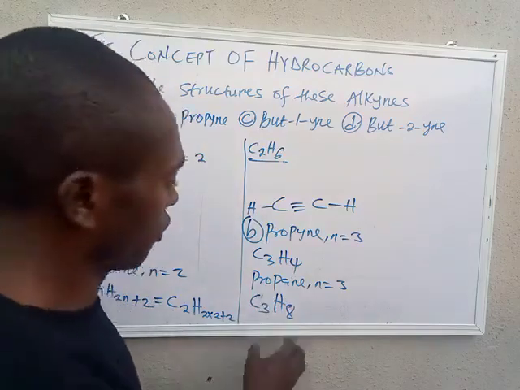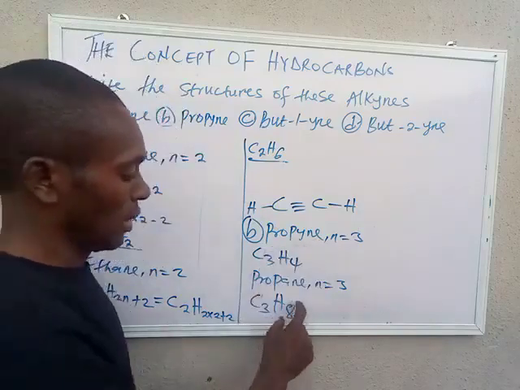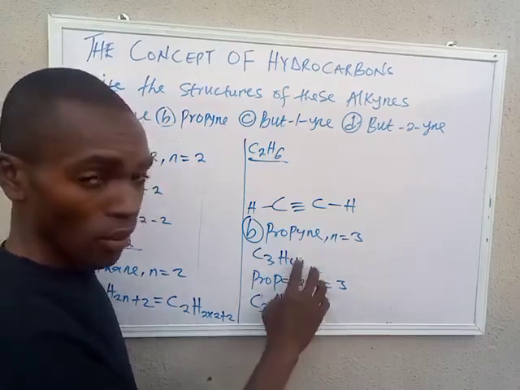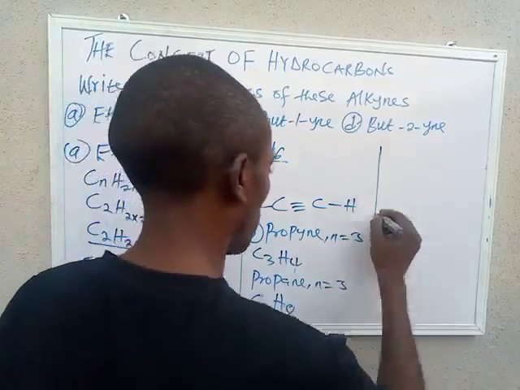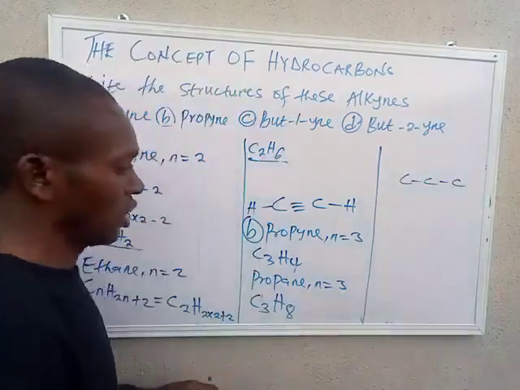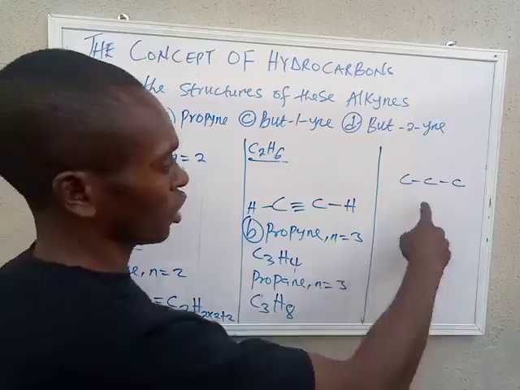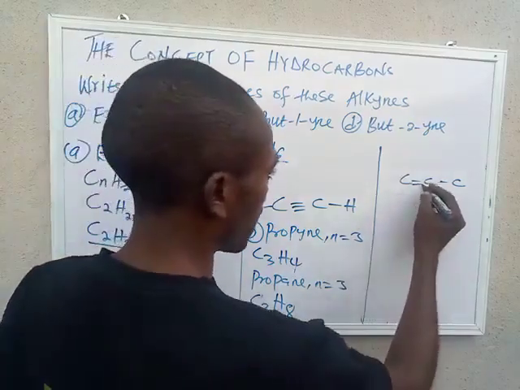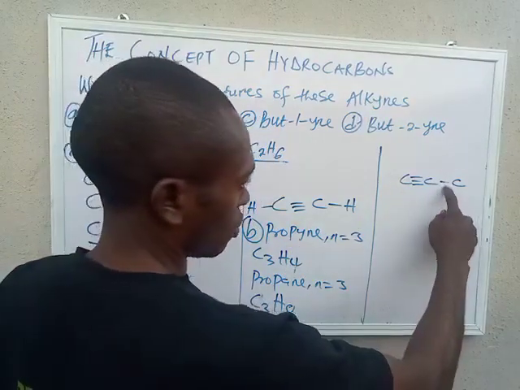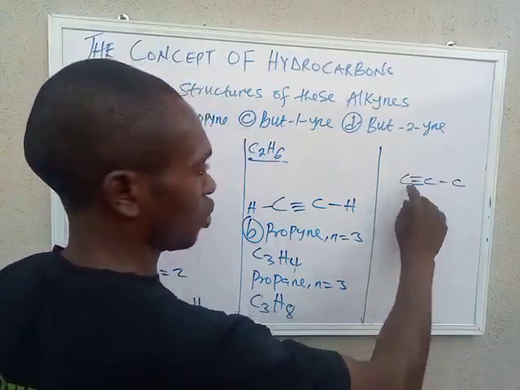So you see, for you to have propyne, you must lose 4 hydrogens, because this is 4. 8 minus 4 will give us 4. So the structure of this is going to be CCC. Now, since it is propyne, that's prop-1-yne, prop-1, it's going to be between the first and the second carbon. Assuming we are considering prop-2, it would be here. But since it's 1, the triple bond is going to be between the first and the second.